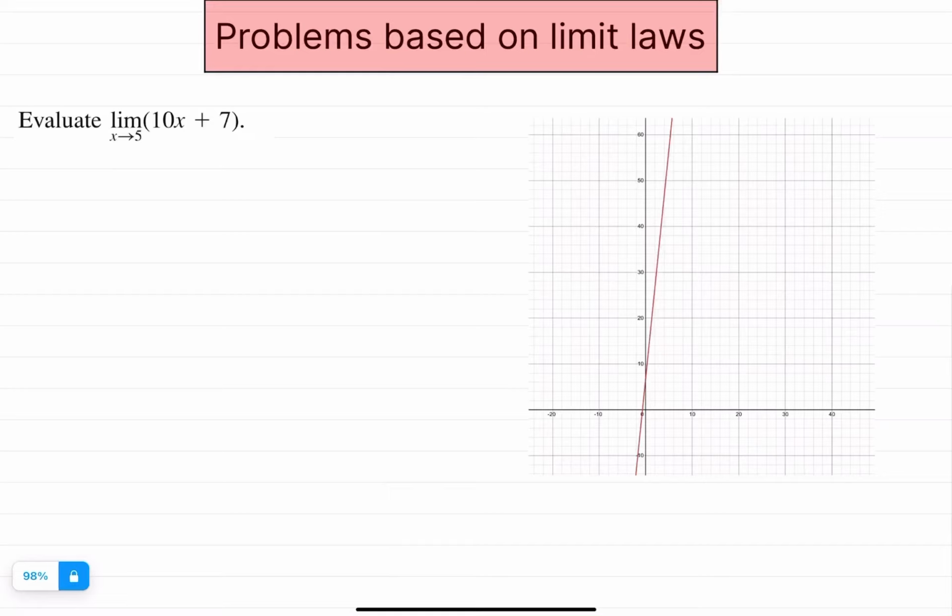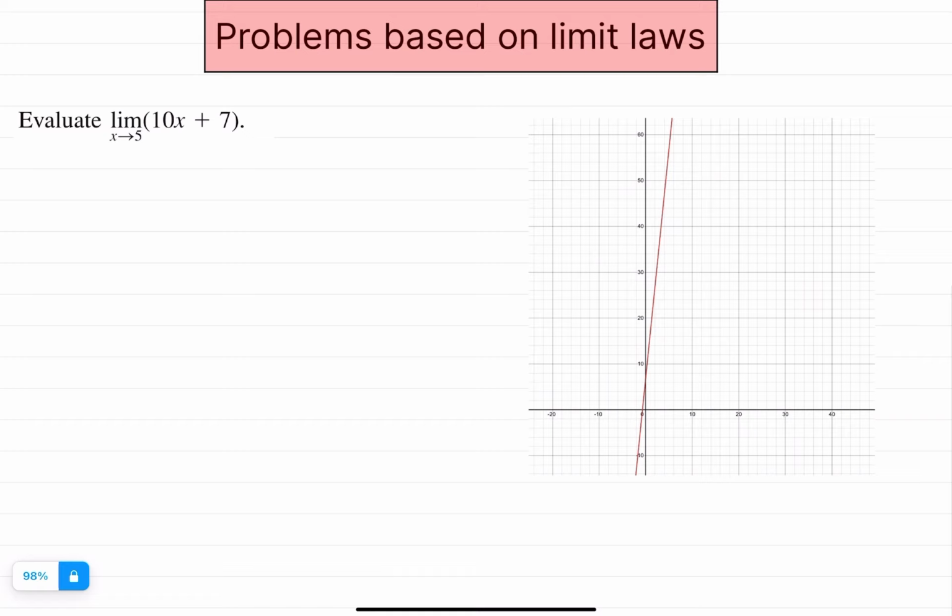In the previous video, we studied limits, how to evaluate limits, and the laws of limits. Based on the laws of limits, we are going to solve some of the problems below. The first function is 10x plus 7, and we have to evaluate the limit for this function when x is approaching 5.